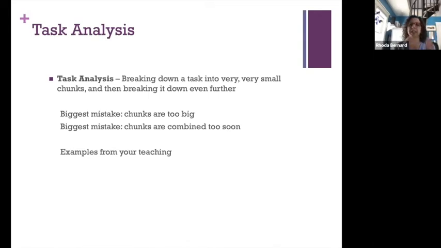The difference, the good teaching on steroids piece, is that the pieces now for task analysis are much, much smaller. So you're breaking it down into the smallest little teeny tiny chunks, because if the chunks are too big, it's going to be too much for the student to get their arms around and to be able to do and to be able to practice. And you do want to combine the chunks, but if you combine them too soon, the student won't be able to do it. So it's a much, much slower process.